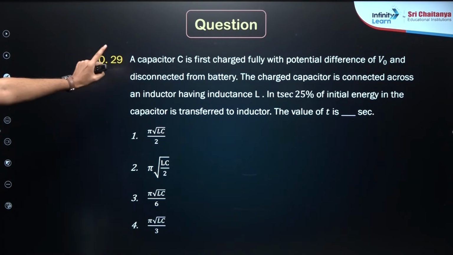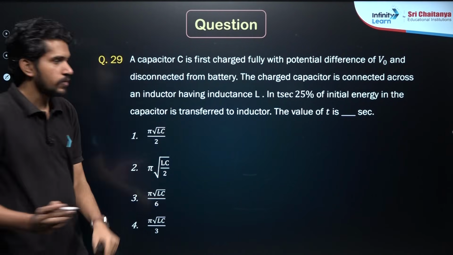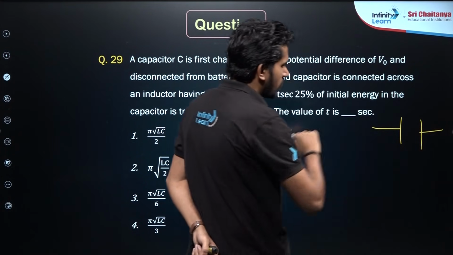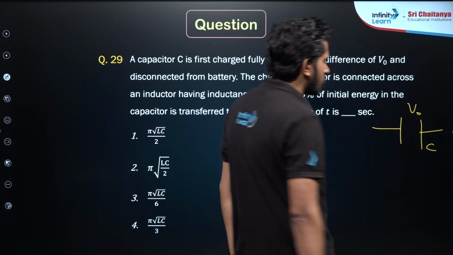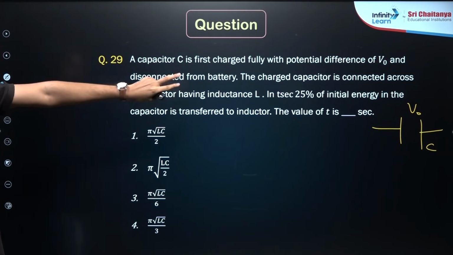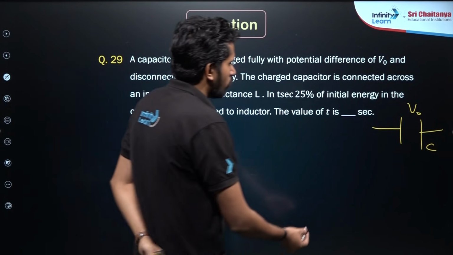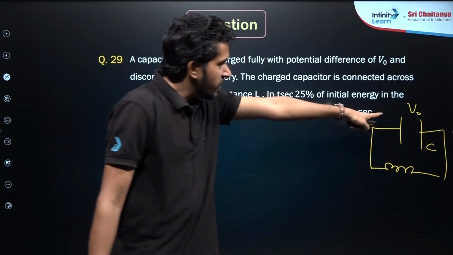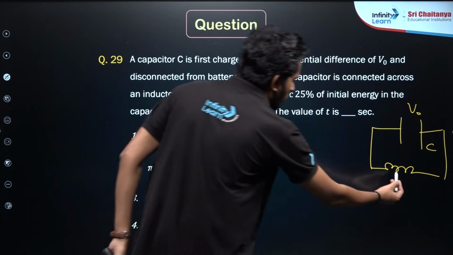Now next is, a capacitor C is first charged fully with potential difference of V naught. So question is asking, we have this capacitor that is fully charged by V naught voltage and its capacitance is C, and disconnected from battery. The charged capacitor is connected across an inductor. So we connected this across inductor. Initially it is charged with V naught voltage.